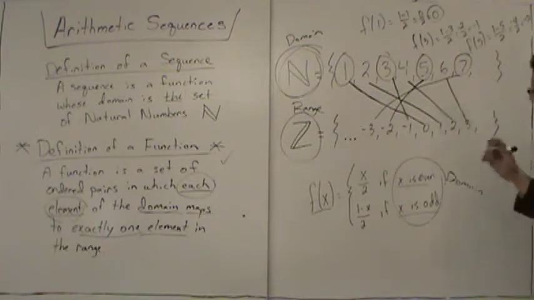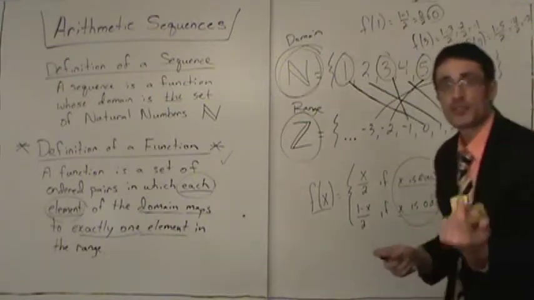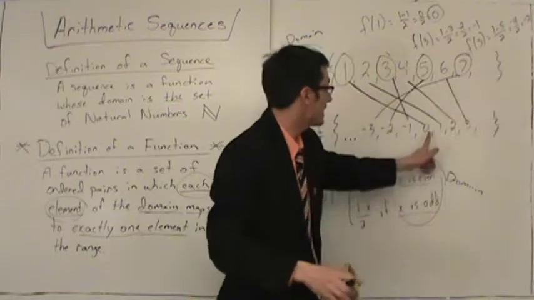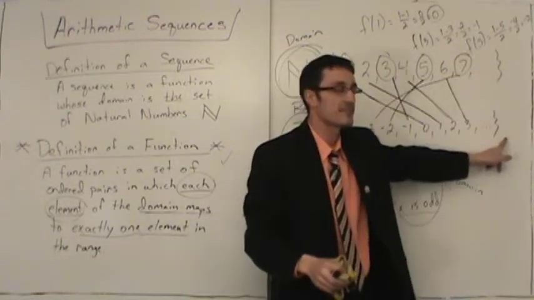And notice, your evens go on forever. So 2, 4, 6, 8, 10, 12 will take care of all of the positive numbers in the set of integers.